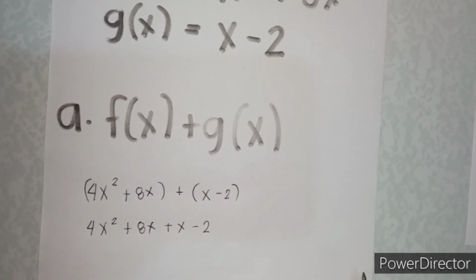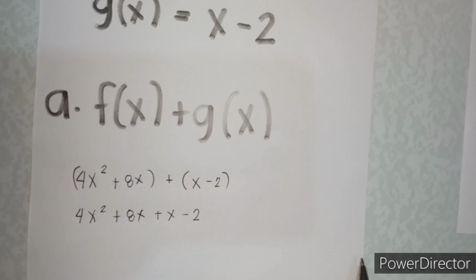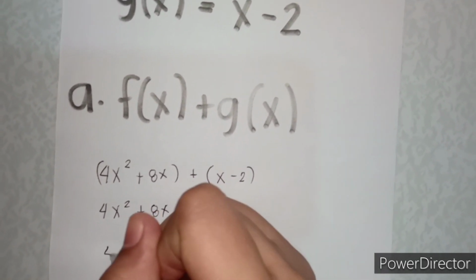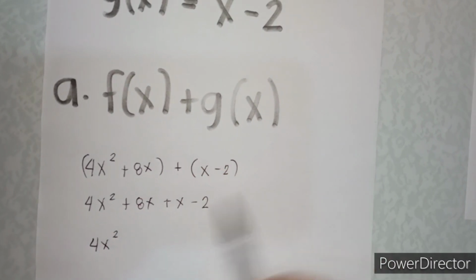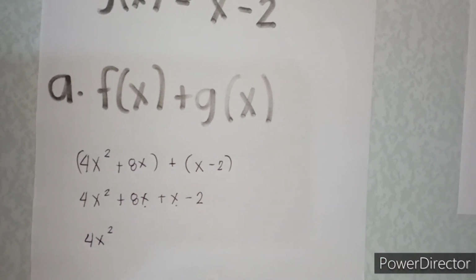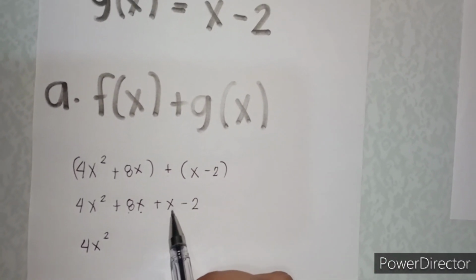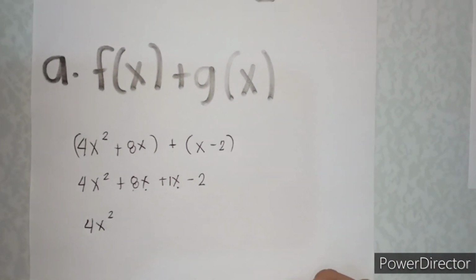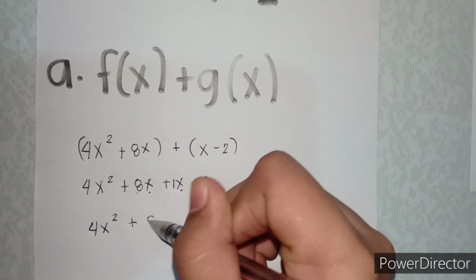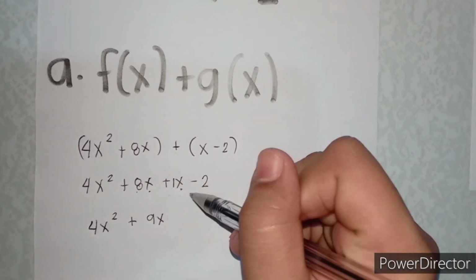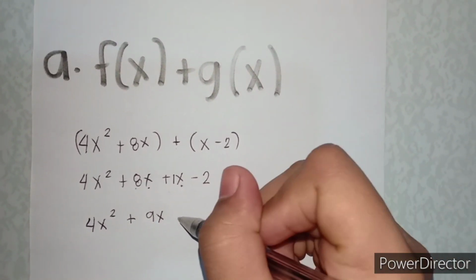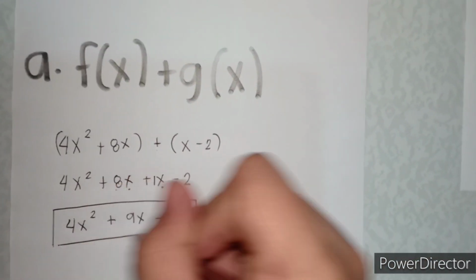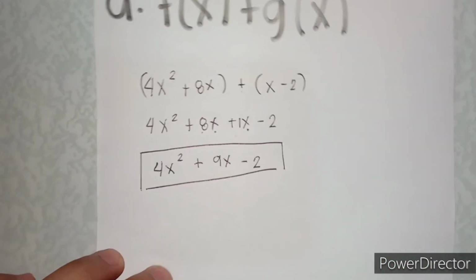Pagsamahin mo lahat ng magkakapares na variable and exponent. May kaparehas ba si 4x squared? Wala po. So, just simply copy 4x squared. May kaparehas ba si x lang? Meron. We have 8x plus x. 8x plus x is equal to 9x. Bakit? Kasi meron siyang numerical na 1. So, we have plus 9x. Since wala nang kasama si negative 2, just simply copy. So, our answer will be 4x squared plus 9x minus 2.